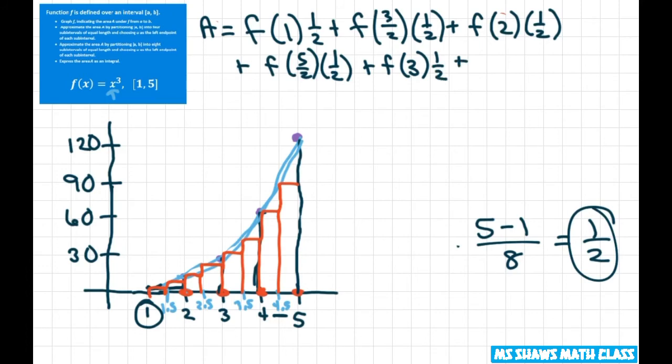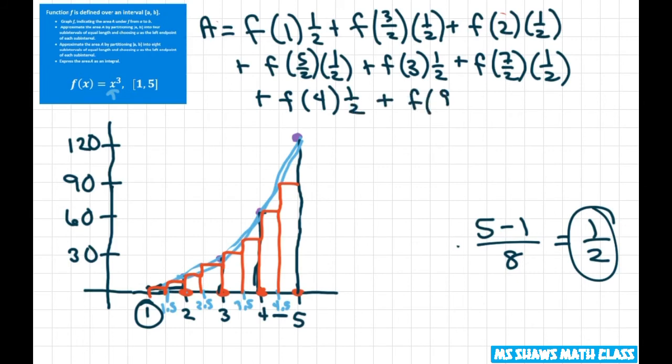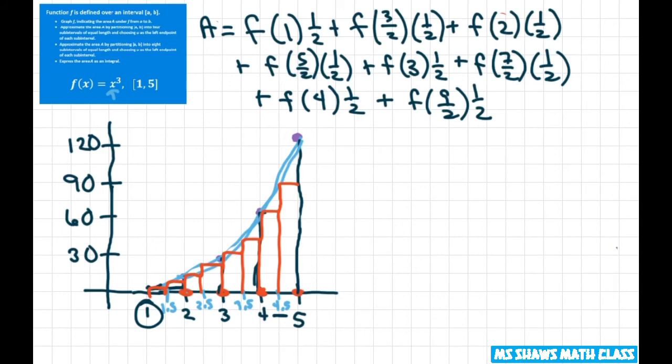I'm not going to put parentheses on everything. Plus f of 7/2 times 1/2 plus f of 4 times 1/2 plus f of 9/2 times 1/2. Since we have 1/2 in each of these terms, I can factor out a 1/2 and then just evaluate, because all of these had 1/2 in them. It's going to be a little easier if you do it that way.